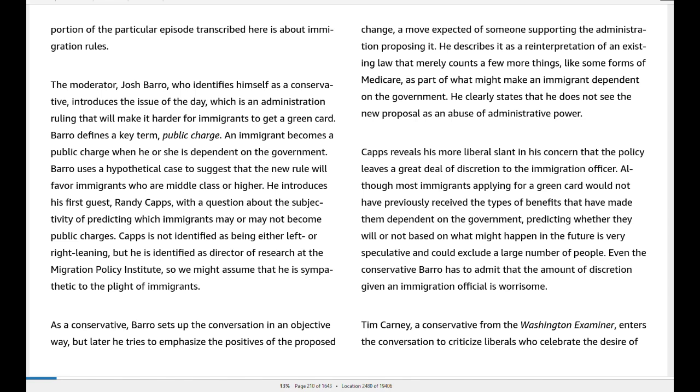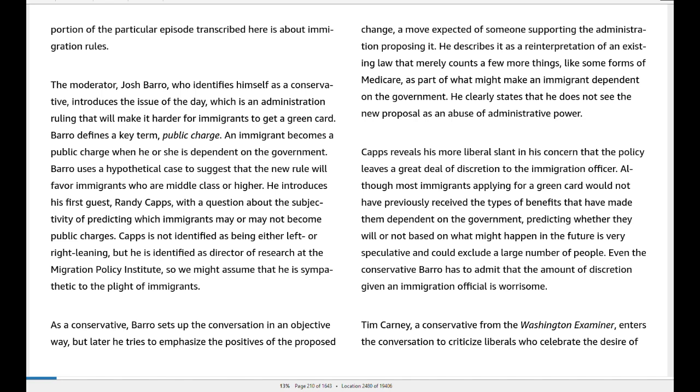The moderator, Josh Barro, who identifies himself as a conservative, introduces the issues of the day, which is an administration ruling that will make it harder for immigrants to get a green card. Barro defines the key term public charge. An immigrant becomes a public charge when he or she is dependent on the government. Barro uses a hypothetical case to suggest that a new rule will favor immigrants who are middle class or higher.